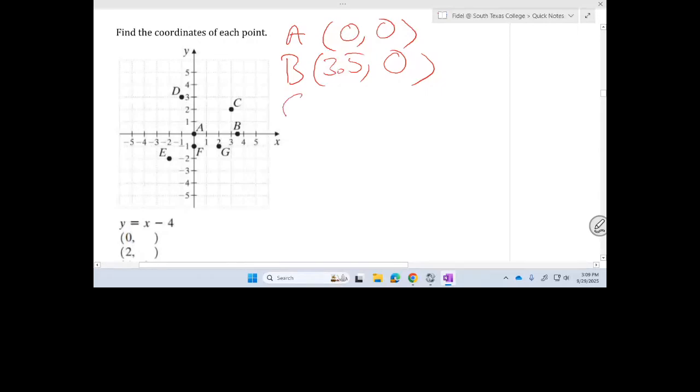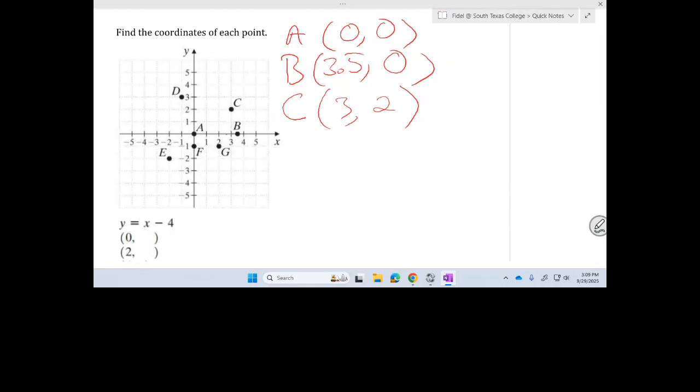Okay, let's take a look at the point C. Now remember, when we're doing our points, the first number tells me how to go left and right, and the second number tells me how to go up and down. So from the middle, it looks like we went to what? To 3. And then from 3, it looks like we went up to 2. So we got to make sure that we go in the order, right? So we can't put 2, 3. That'd be a different point. It's got to be 3, 2.